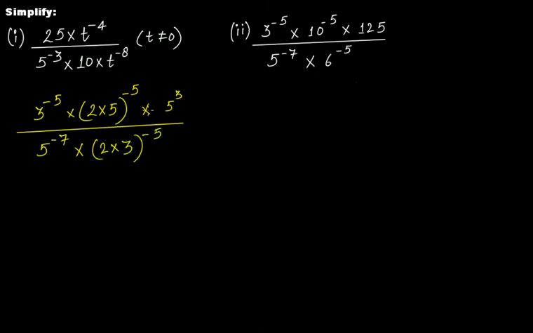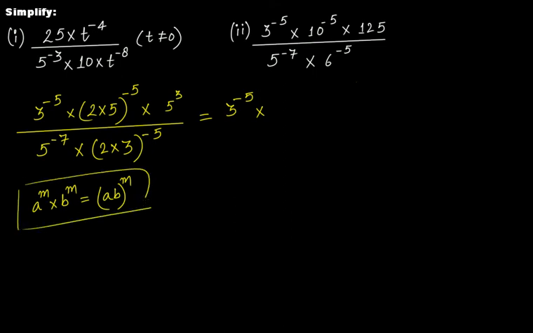Okay, now this is 3 raised to the power of minus 5 multiplied by, now if you look at this one, it's actually of the form a raised to the power of m multiplied by b raised to the power of m is equal to ab raised to the power of m. So this is actually the reverse of this one, a multiplied by b raised to the power of m, right? You have to remember all the laws of exponents. It should be in your mind. You should apply it quickly.